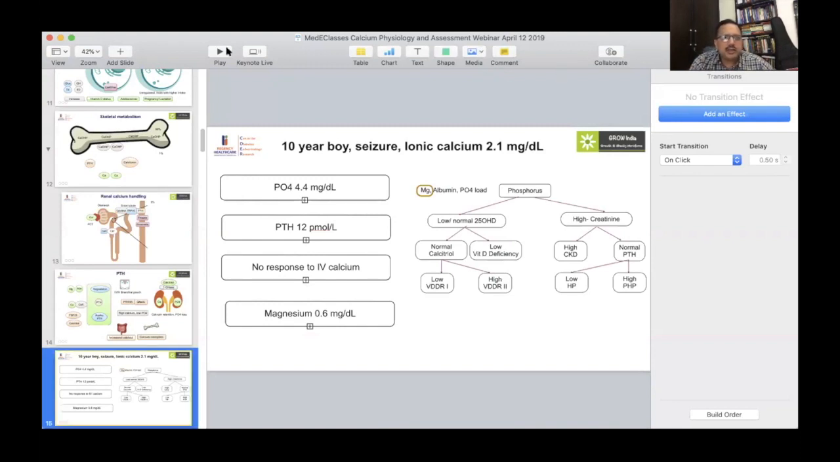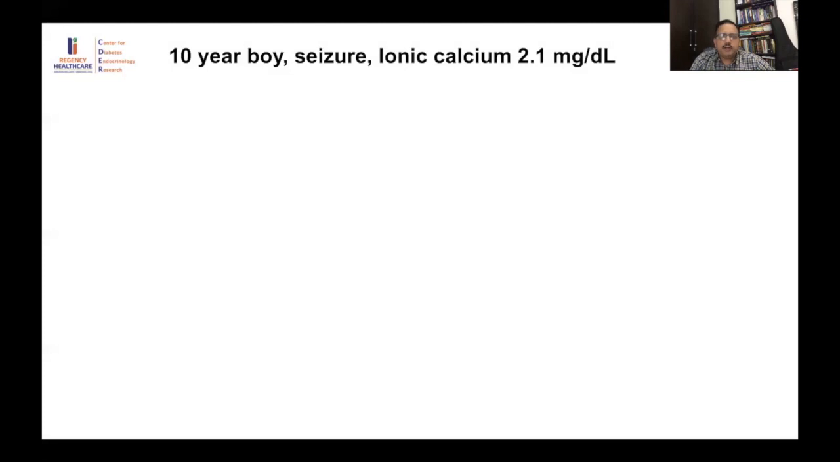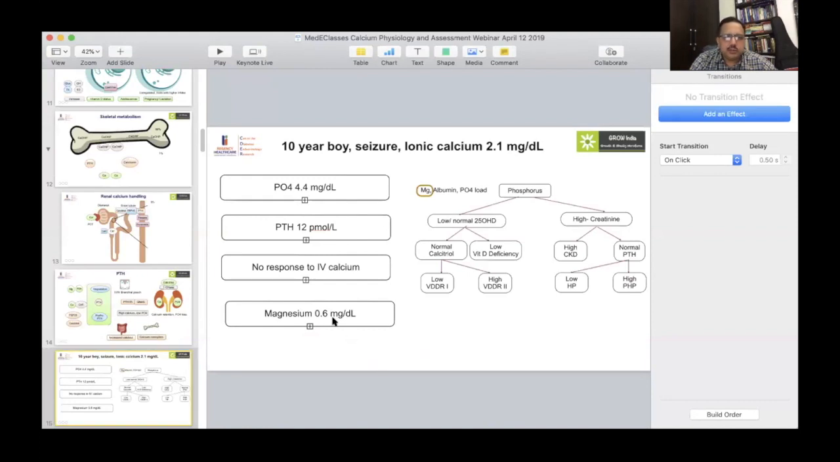So as discussed, it's extremely important to look for magnesium in this situation, and we found that this was hypomagnesemia. So any child who has hypoparathyroidism should always be considered to be in a situation in which we can have a low magnesium as an important cause.